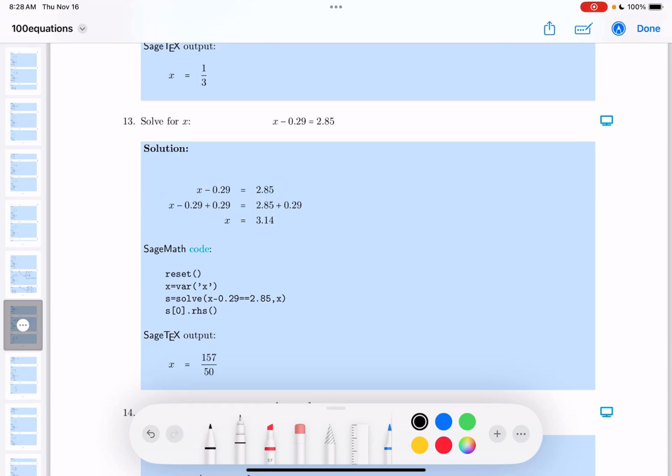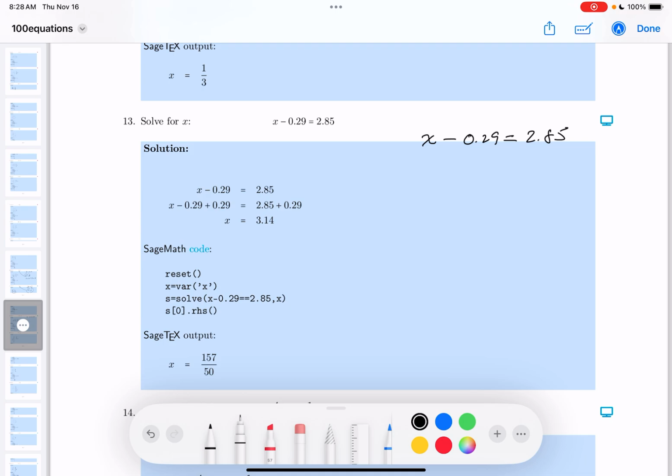Okay, for number 13, the variable terms on one side, let's write this down, x minus 0.29 equals 2.85. Again, depending on what school you're attending, some schools do not allow calculators. Some schools actually encourage their use. I don't think I should encourage the use of a calculator on something like this, though. You should be able to do simple arithmetic, including decimal and fractional arithmetic.